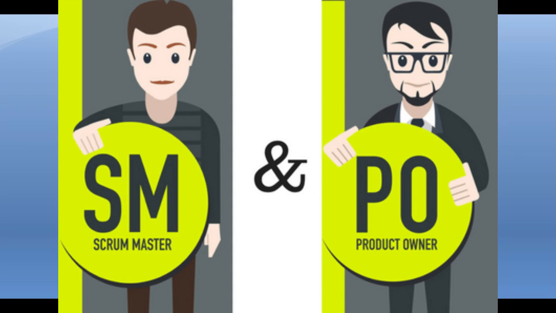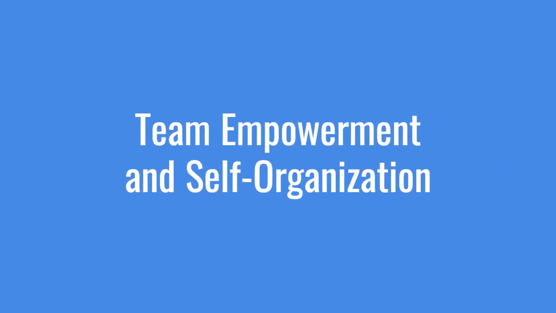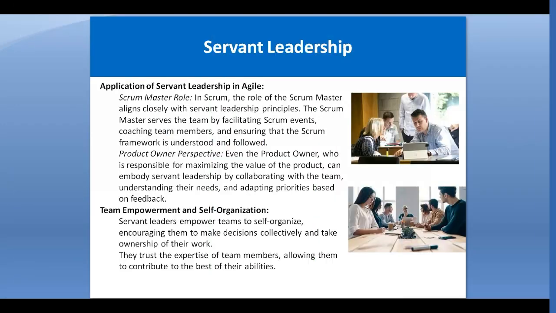Then product owner. To some extent, the product owner is also a servant leader because he is basically a person who is collaborating with the team, understanding their needs, and adapting priorities based on the feedback. If there are any problems, any issues in understanding, any need of prioritization, any need of change, he is a person who is basically working with the team, and he is also an example of a servant leader as well, because the product owner by himself is not a boss in the Scrum framework.